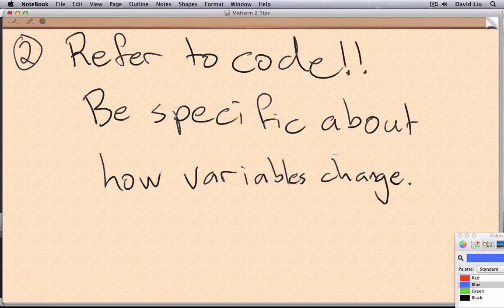This midterm is going to have a lot of code on it, either code that you read or code that you write. When you're analyzing the code, either for runtime or for correctness, make sure you actually talk about what the code is doing and be specific. One way to be very specific is to use specific line numbers in your proofs.